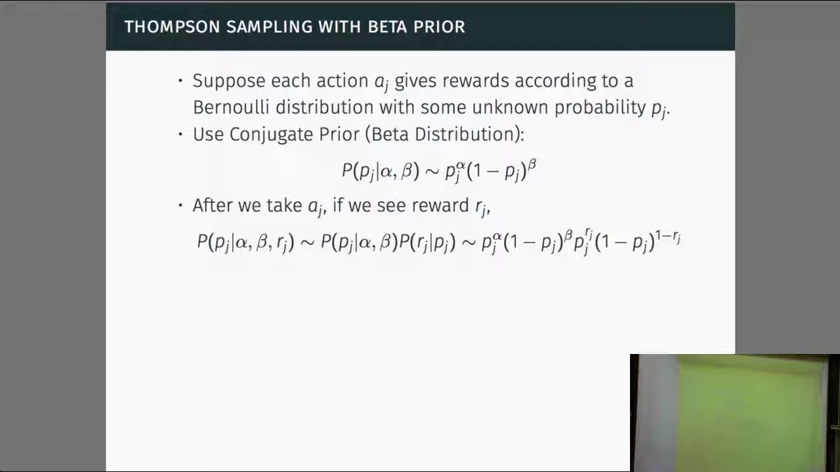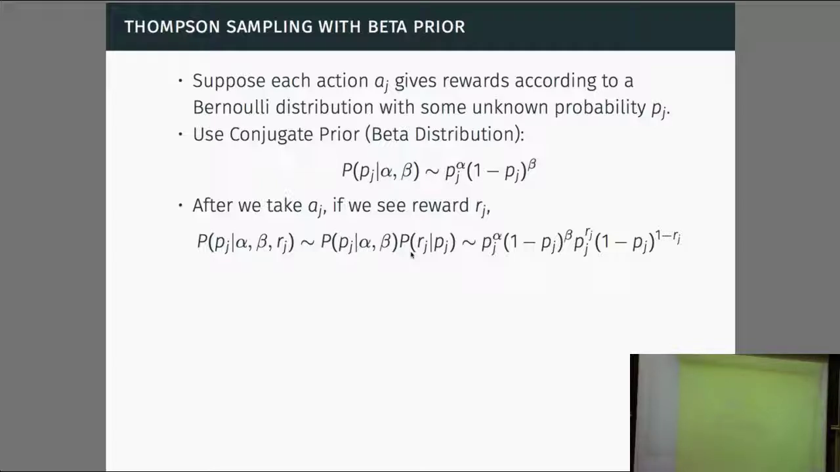Okay, so why do we use this prior? Well, I've already said it's a conjugate prior. So after we take some action A sub j, if we see a reward R sub j, remember R sub j is either 0 or 1, what is our posterior going to be? It's going to be this quantity here. Basically it decomposes into the prior times the probability of having sampled R sub j given that P sub j is the true probability, right? So we're just applying Bayes' rule.